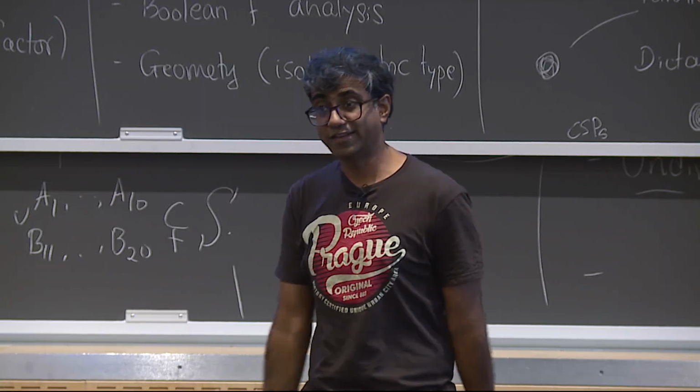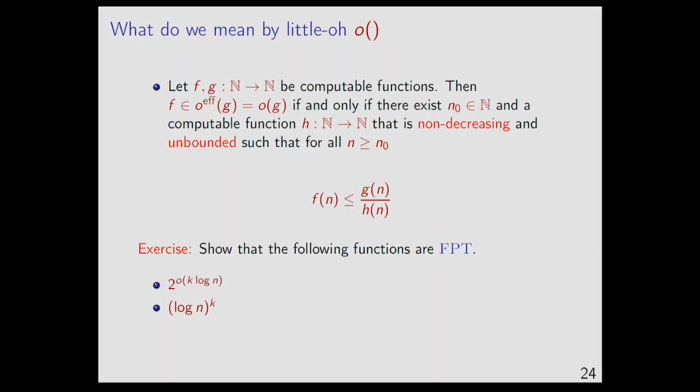Okay? So here is an exercise. Show that the following functions are FPT: 2 to the power little o of k log n — I think I will do this one anyway in the talk — and log n to the power k. It's a good exercise. Given this definition, show that these are FPT. What I mean by FPT is that you can show 2 to the power little o of k log n is upper bounded by some g of k times n to the power big O of 1.